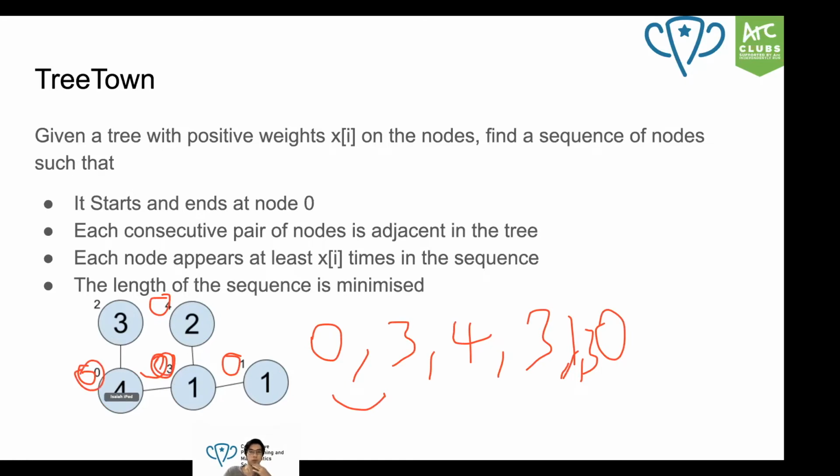And you have to make sure that the number of times that each thing appears is the label in the tree. So 3 has to appear at least once. 4 has to appear at least twice. 1 has to appear at least once. And so this sequence isn't valid, but I think you get the point. And so the question is to find the length of the shortest sequence that satisfies these 3 criteria.